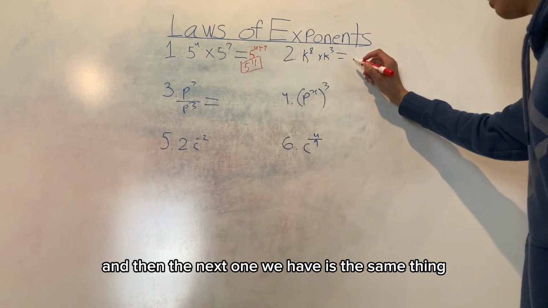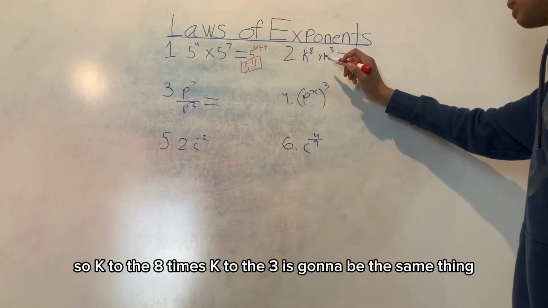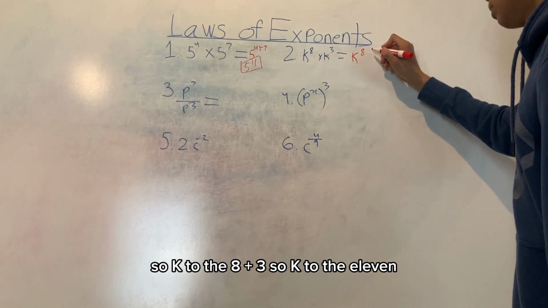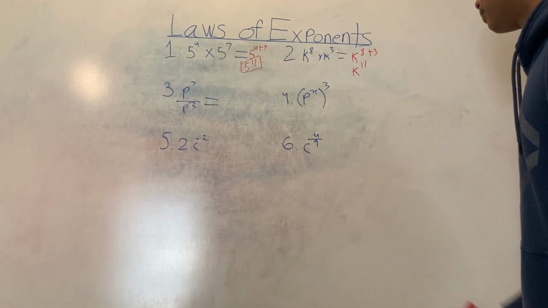And then the next one we have is the same thing, but instead of 5, it's k. So k to the 8 times k to the 3 is going to be the same thing. So k to the 8 plus 3. So k to the 11.